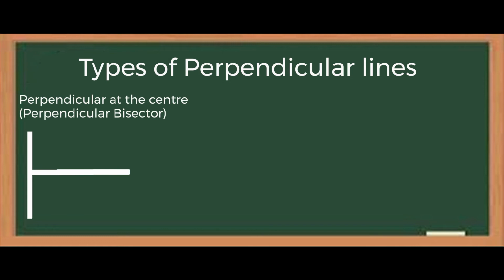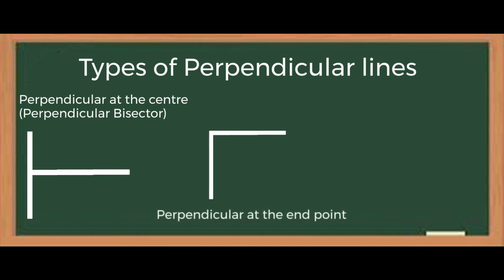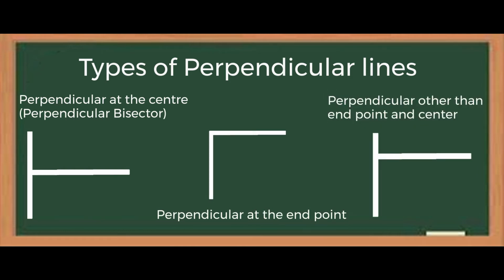Types of perpendicular lines: perpendicular at the center, or perpendicular bisector; perpendicular at the end point; and perpendicular other than the end point or center.